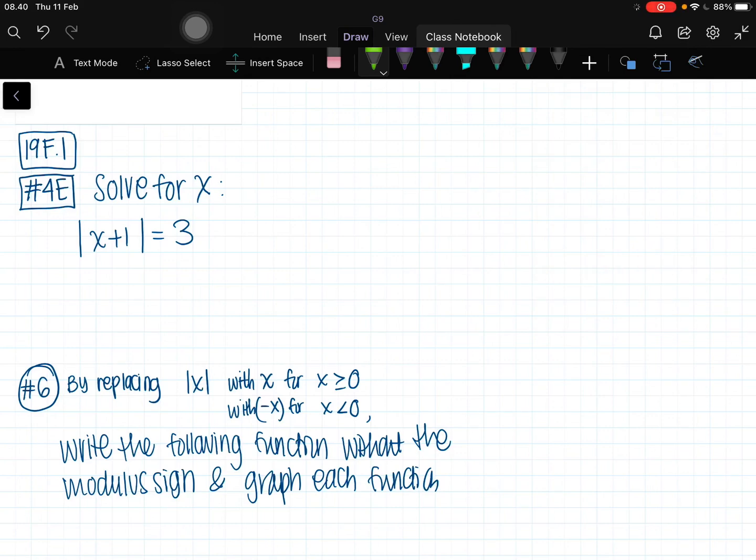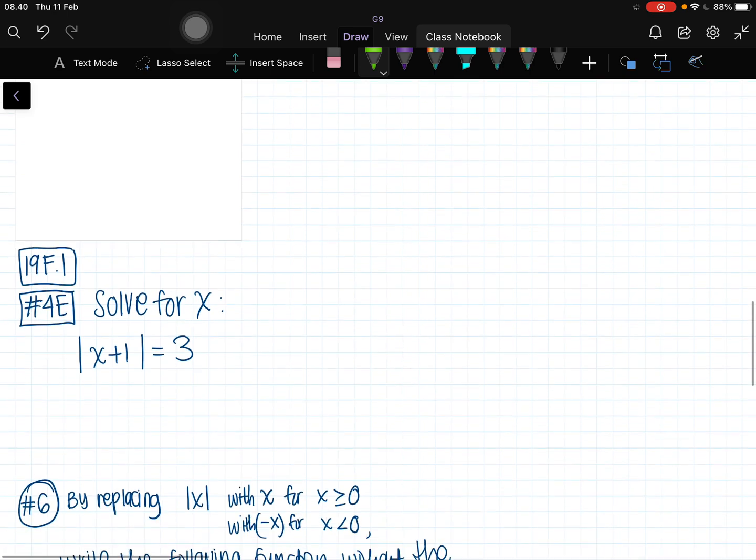Hey, grade 9. So there was a question for number 4E and number 6 from 19F.1. So again, absolute value. What I want you to remember first is the graph. So I'll tell you why.